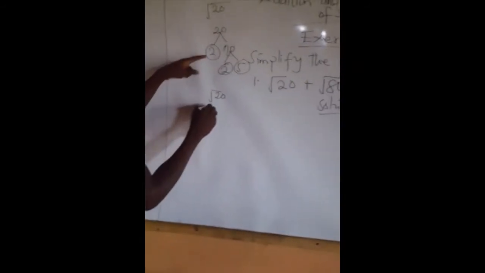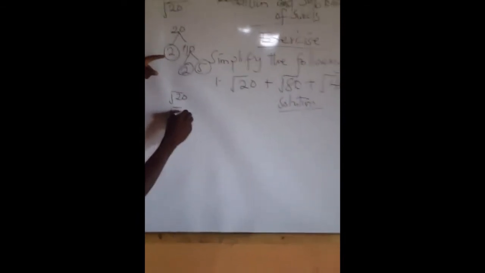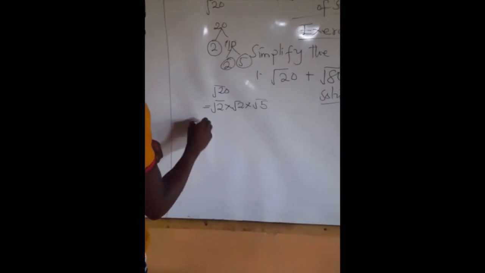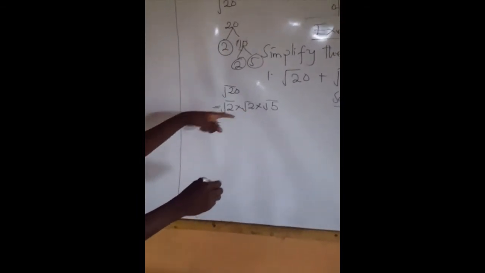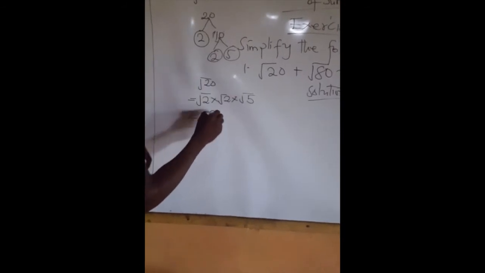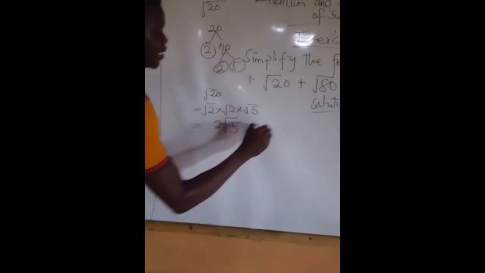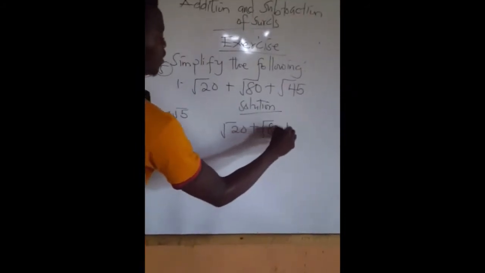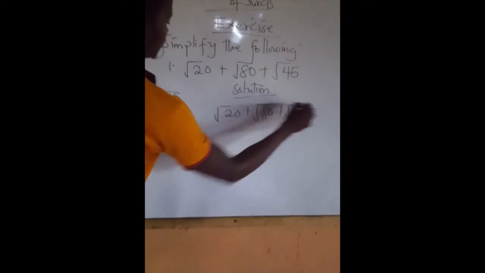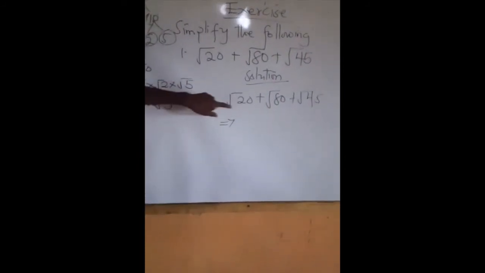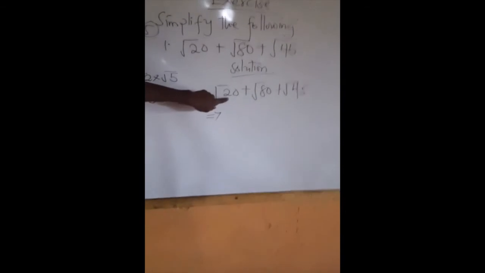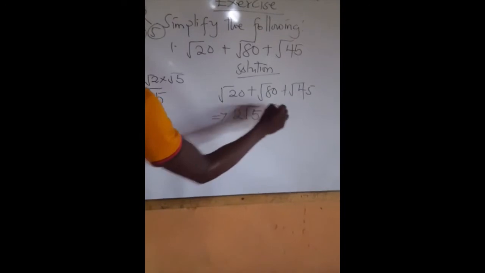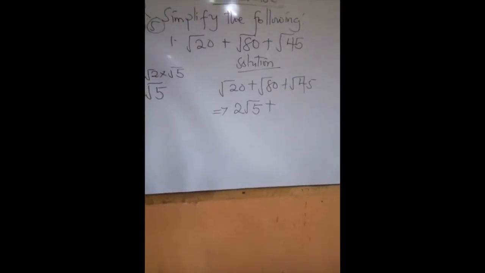Okay, so it means root 20 is going to give us root 2 times root 2 times root 5. Now by the first law, root 2 times root 2 gives 2. Then root 5. So this simply means when root 20 is broken down, we are going to get 2 root 5. Then let's break down 80 also.